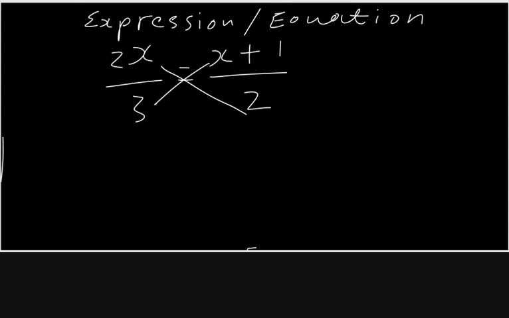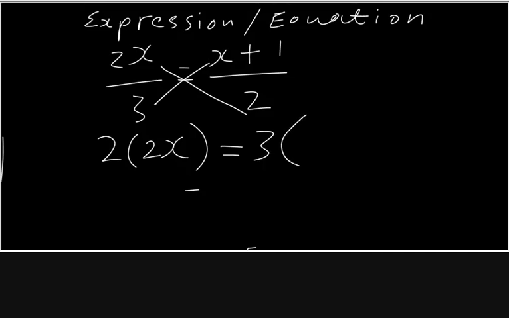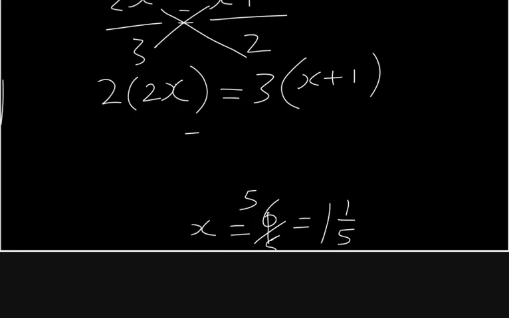When I cross multiply, I'm going to have 2 times 2x. Look at it, I put it in brackets. 2 times 2x is going to be equal to, this is 3, 3 times, see it in bracket, x plus 1. So from here now, I open the bracket to proceed.